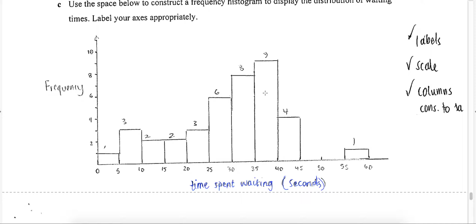Please don't come into an assessment without a ruler, especially when you need to construct histograms, dot plots, stem plots, box plots. You need a ruler. You will lose marks if your work is not accurate.